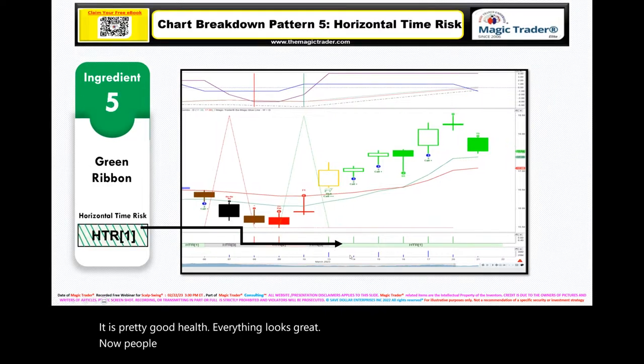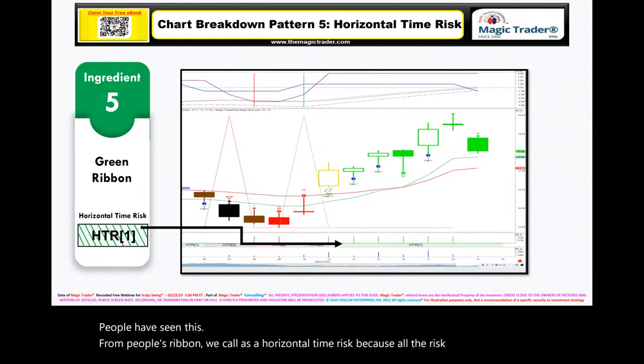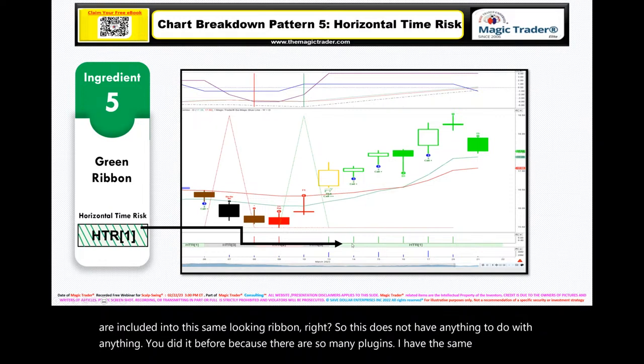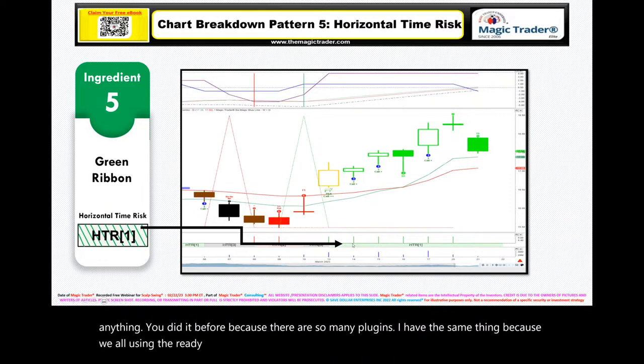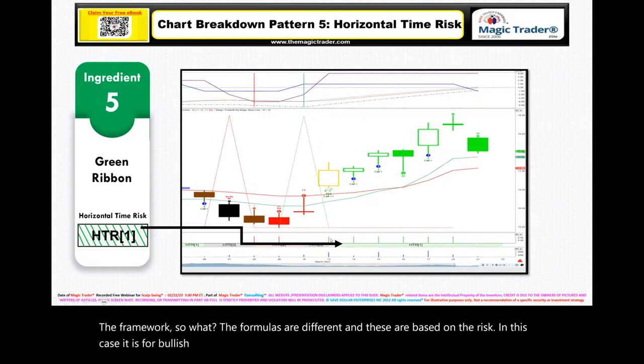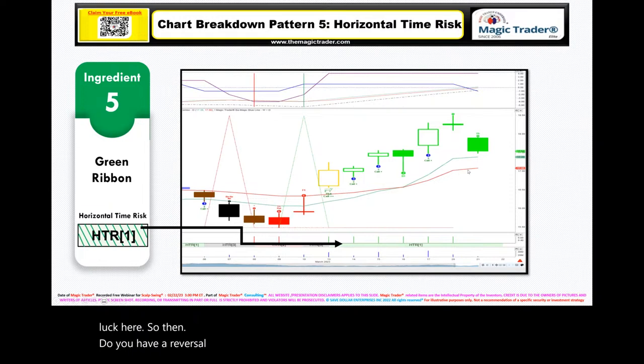Now, people have seen this, some people say ribbon, we call it the horizontal time risk because all the risks related to time are included in this same-looking ribbon, right? This does not have anything to do with anything you did before, because there are so many plugins that have the same thing, because we are all using the ready-made MetaStock Expert framework. But the formulas are different and these are based on the risk. In this case, it is for bullish, right? And as you go to longer periods, the risk goes higher and higher, like here. Then you have a reversal, right? And you could go below the magic line.